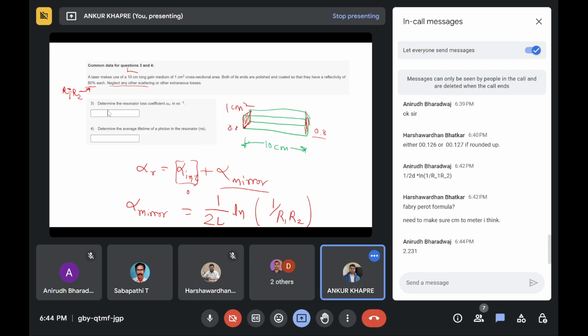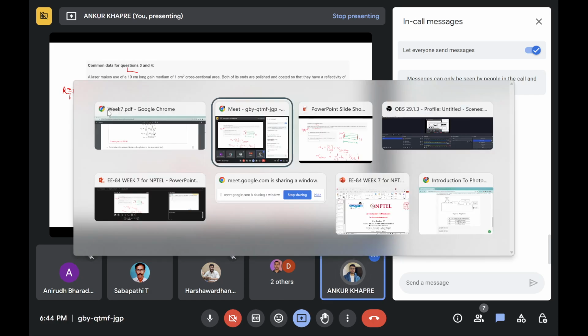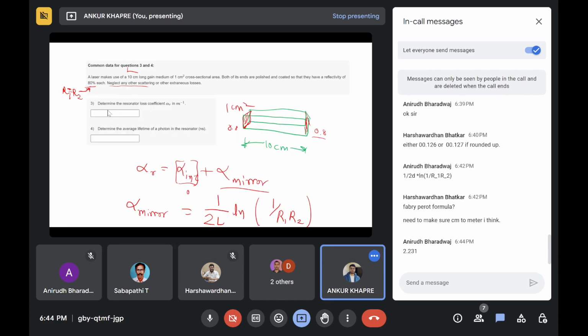Then question number 4 is asked. It asks to determine the average lifetime of a photon in a resonator in nanoseconds. So how can we calculate the resonator lifetime? Do you know any formula for that?